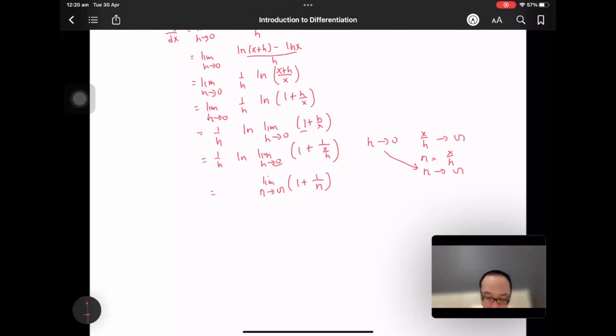And then this is ln, this is 1 over h. Now, again, rules of the logarithm. If you have a ln b, you can change it into ln b to the power of a. So I can put 1 over h as the power. So it's ln of the limit as n approaches infinity of (1 plus 1 over n) to the power of 1 over h.